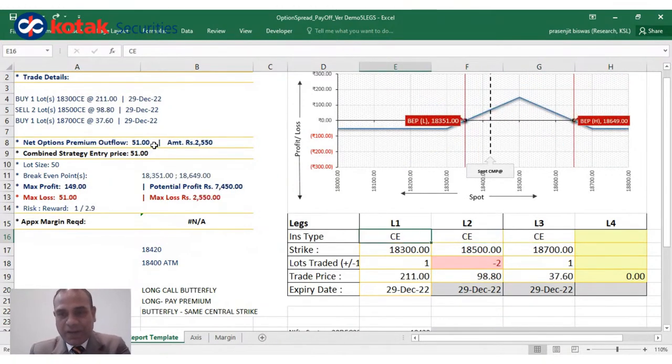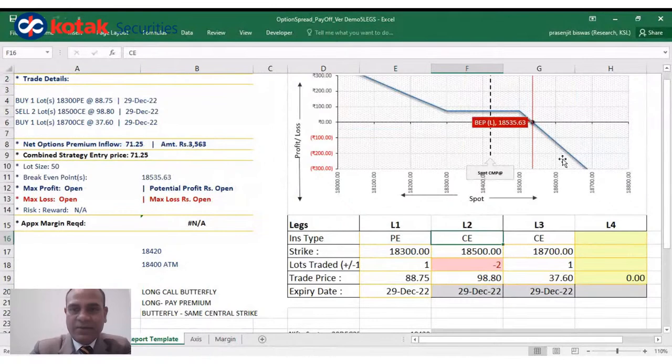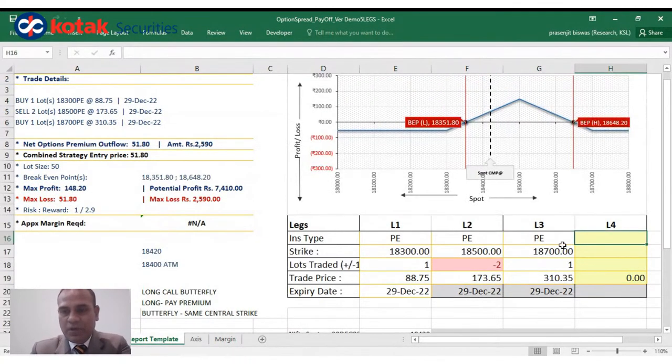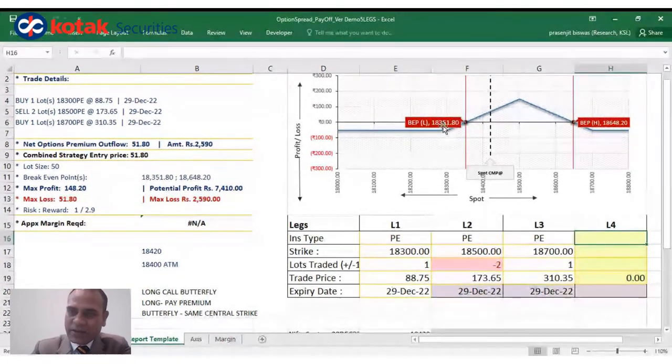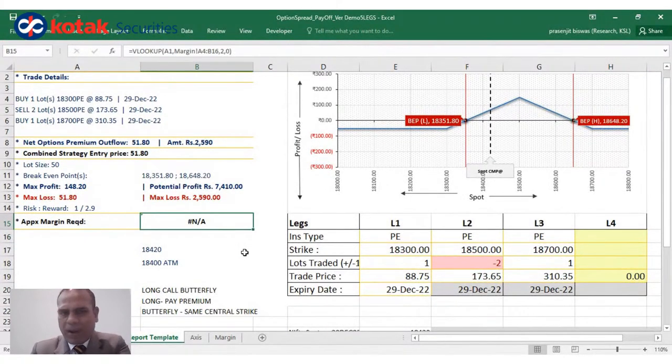Now यहां पे आपके ब्रेक इवन पॉइंट्स क्या थे? 18,350 and 18,650. Even if I did this long put butterfly, then also my break-even points don't change. Wo same hi hai. Niche mein 18,350 and 18,650. So it does not matter much whether you choose a call or a put, but it's important to mention what you are using as an instrument.